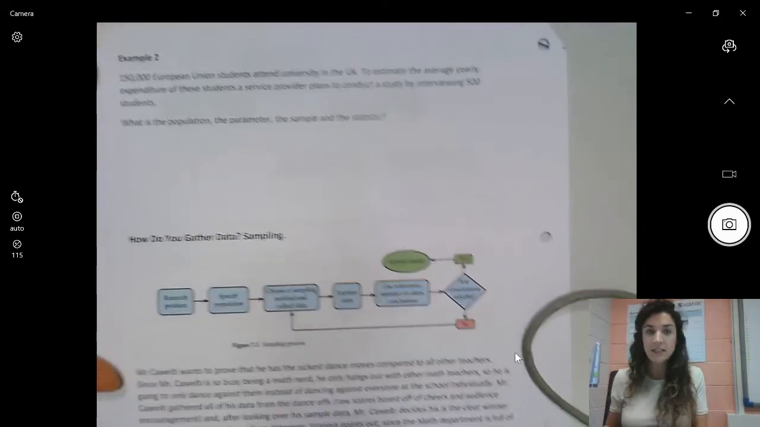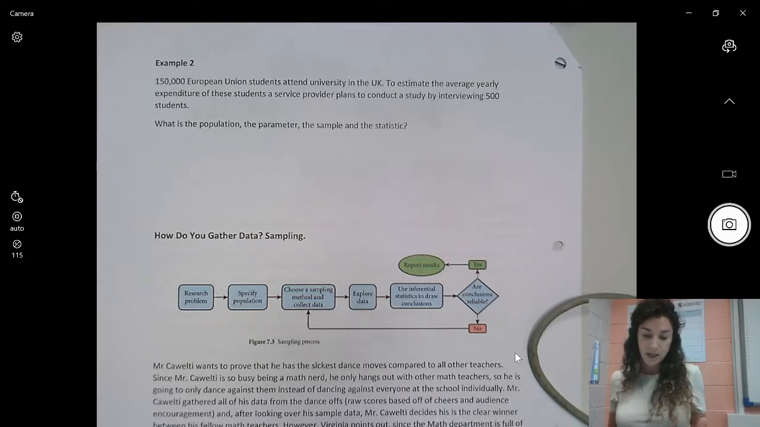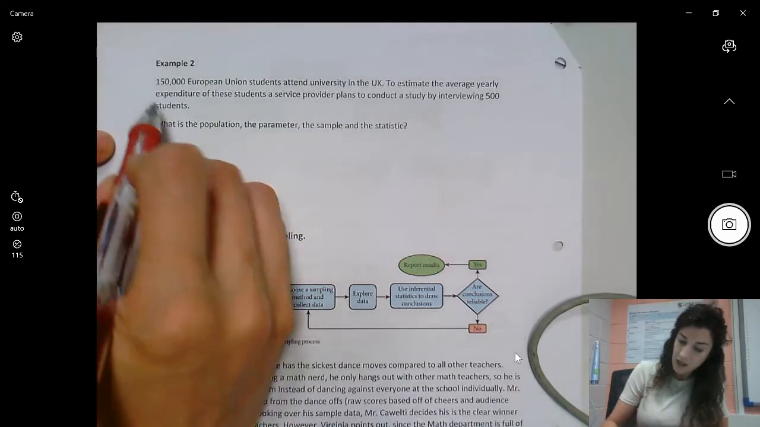Second page. So let's go ahead and start defining these different parts of statistics of data sampling into this example. So we've got 150,000 European Union students that attend a university in the UK. We want to estimate the average yearly expenditure of these students. A service provider plans to conduct a study by interviewing 500 of those students. So what is the population? What's the parameter? What's the sample? And what's the statistic there?